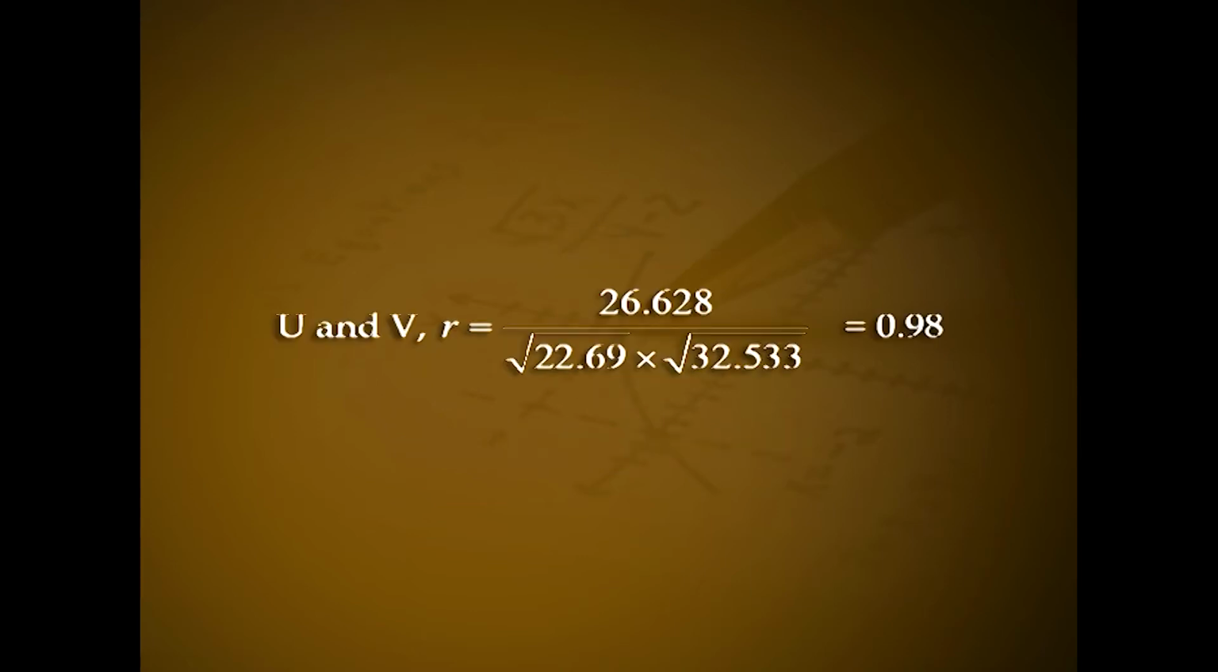Now, correlation between u and v is equal to 26.628 divided by square root of 22.69 into square root of 32.533, that is 0.98. That is, the correlation coefficient of x and y is equal to 0.98.